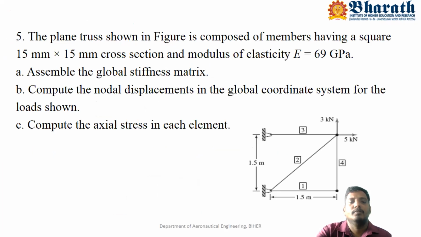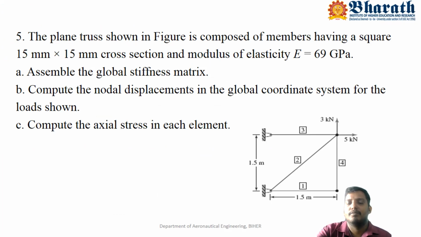And question number 5: the plane truss shown in the figure is composed of members having a square cross section of 15 millimeter by 15 millimeter, and modulus of elasticity E is equal to 16 gigapascal. The first question is to assemble the global stiffness matrix. The second is to compute the nodal displacements in the global coordinate system for the load shown in the figure. The third is to compute the axial stresses in each element.